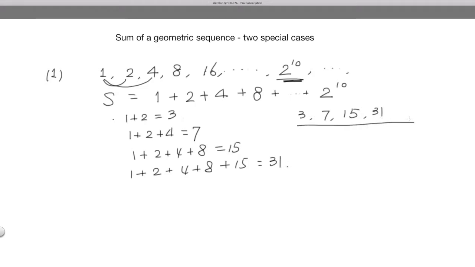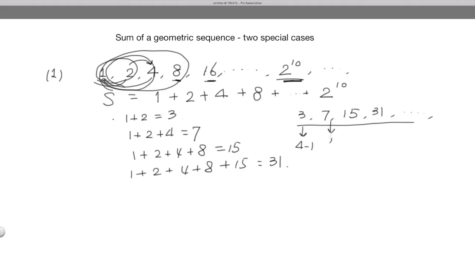Do you see a pattern of this sum? It's actually, if you are careful, you see the sum of the first two terms is just the next term minus 1. Sum of the first three terms is the next term minus 1. Sum of the four terms is the next term, 16, minus 1.